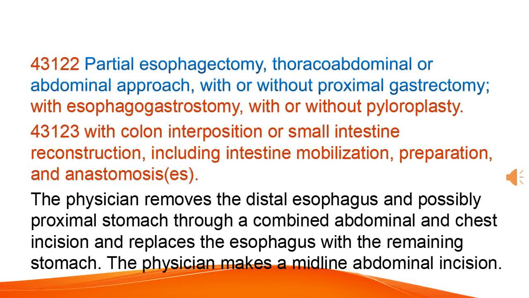Partial esophagectomy, thoracoabdominal or abdominal approach, with or without proximal gastrectomy, with esophagogastroscopy, with or without pyloroplasty. With colon interposition or small intestine reconstruction, including intestine mobilization, preparation, and anastomosis. The physician removes the distal esophagus and possibly proximal stomach through a combined abdominal and chest incision and replaces the esophagus with the remaining stomach. The physician makes a midline abdominal incision.